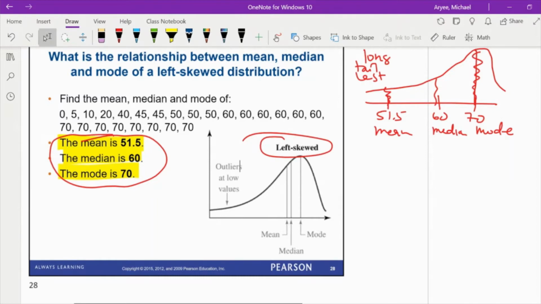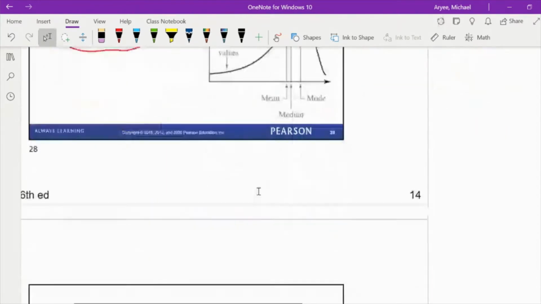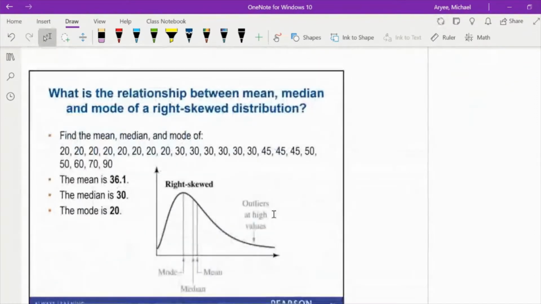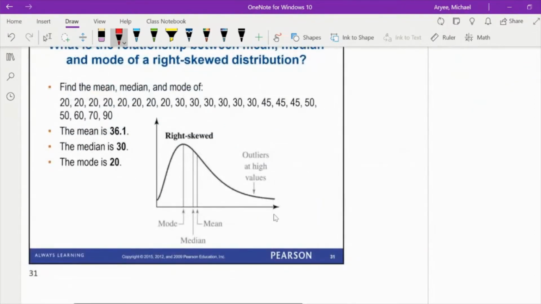Now we could have a similar situation where we are given certain numbers, and we want to determine how it is skewed. So let's see what we have. 20 is here, let's say 30 is here, and 36.1 is over here.